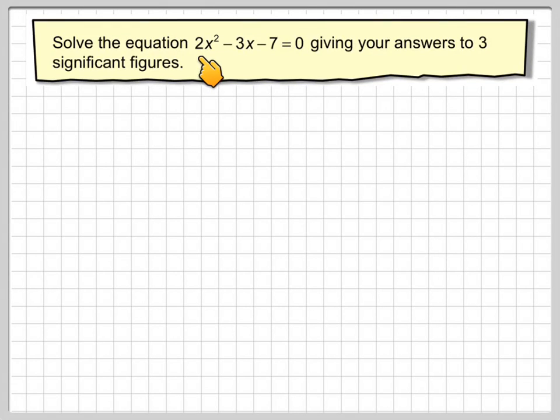Solve the equation 2x squared minus 3x minus 7 is equal to 0, giving your answers to three significant figures. So we've got the equation 2x squared minus 3x minus 7 is equal to 0.